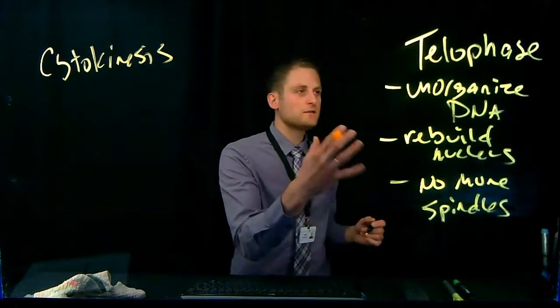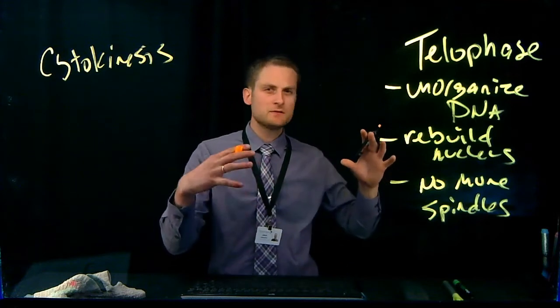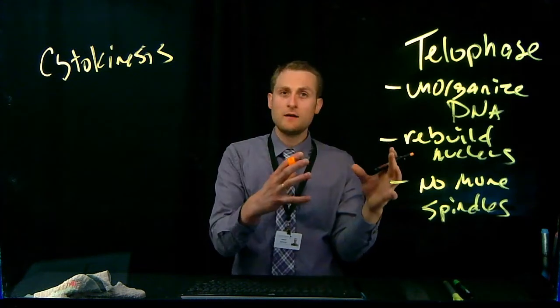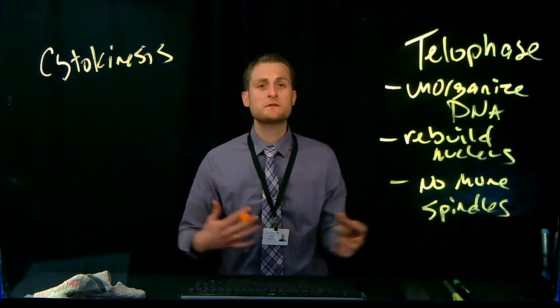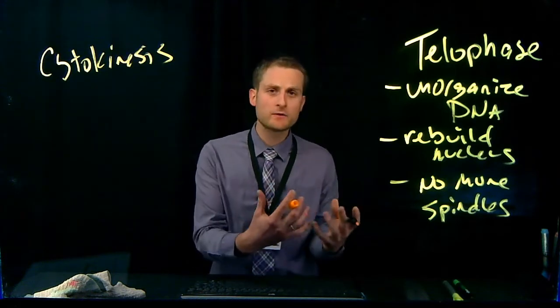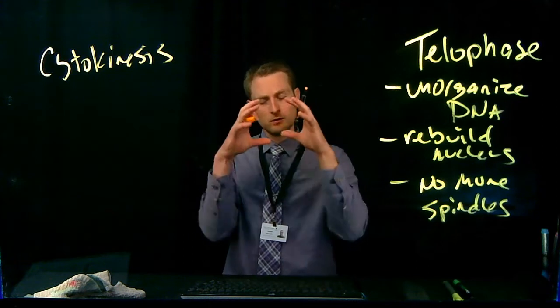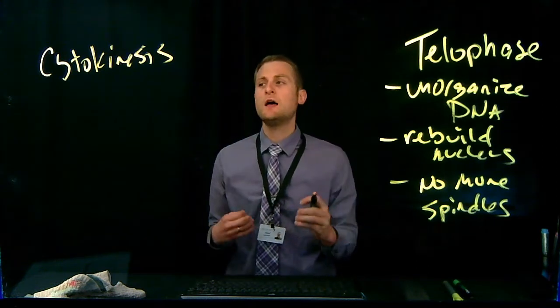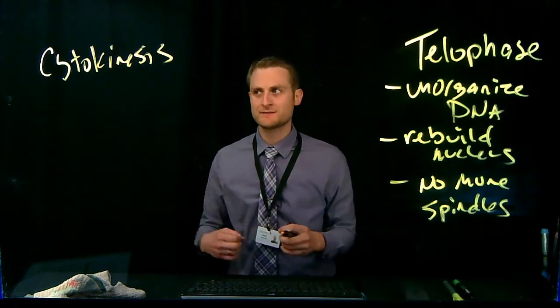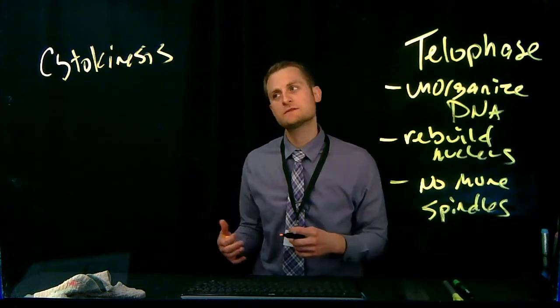Because at the end of telophase, we're still just going to have one large cell. It has all the pieces and parts for two cells in all the right areas, but we still need to physically separate the one large cell into two now identical daughter cells. And cytokinesis is how we do this.